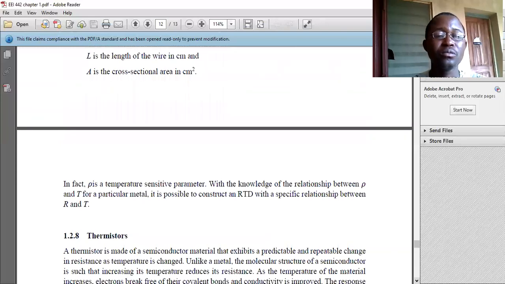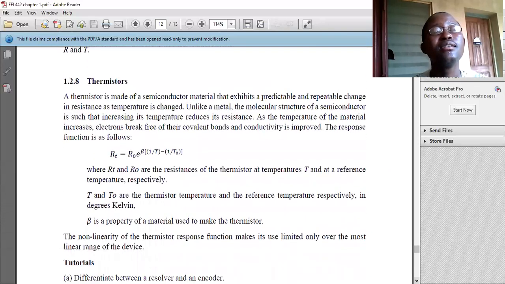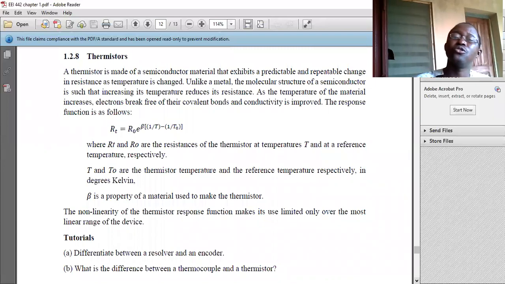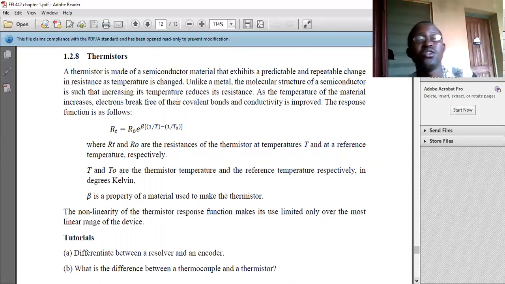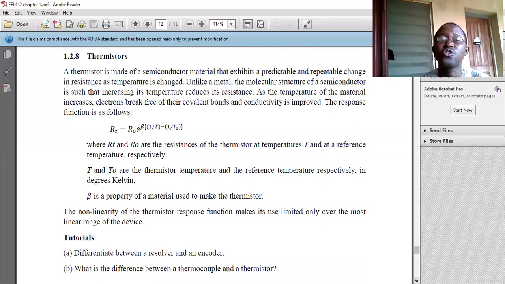Now we are looking at another transducer for measuring temperature. That is the thermistor. A thermistor is basically another device that can measure temperature. The thermistor is usually composed of a semiconductor or some other metal alloys. It is made of semiconductor material that exhibits a predictable change in resistance as temperature is changed.